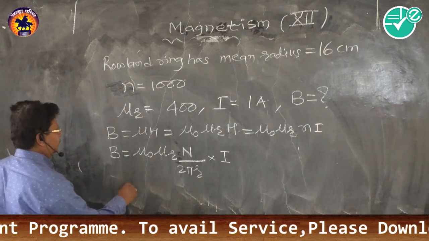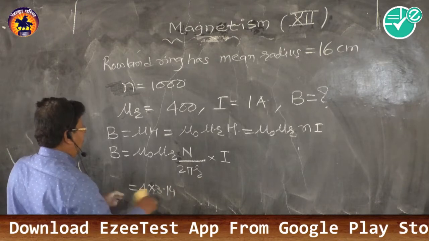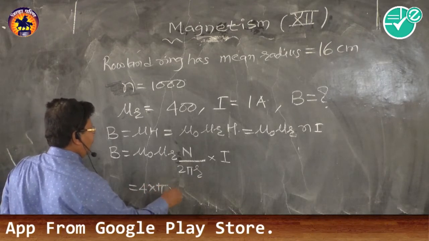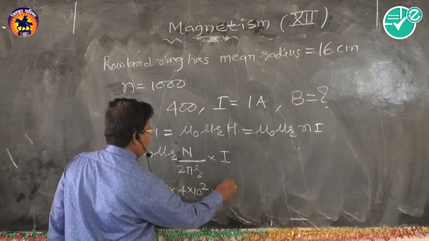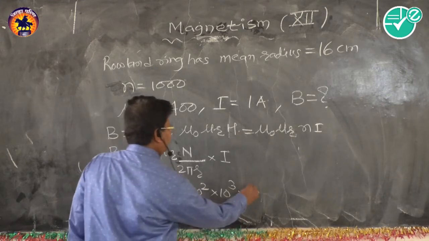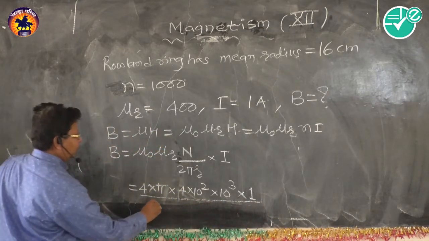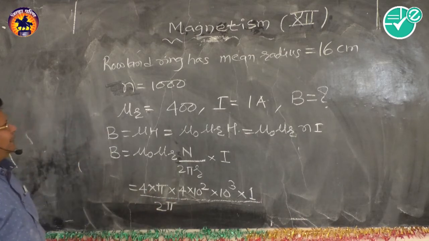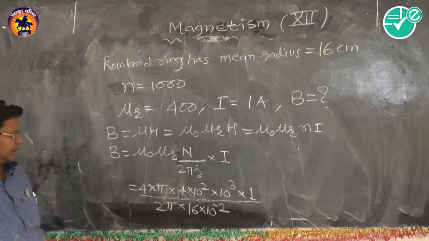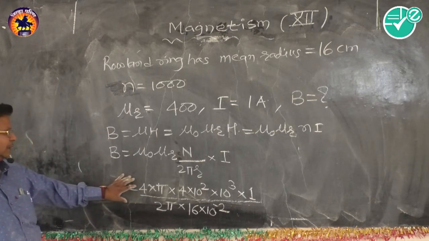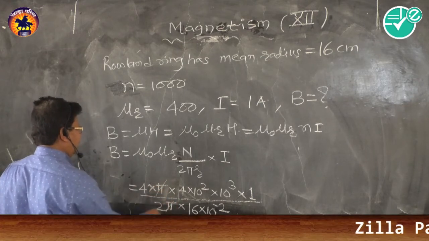If we substitute the values in this equation, mu 0 is 4 pi, that means 4 into 3.14, or 4 into pi. Mu r is 400, that means 4 into 10 to the power 2. N is equal to 1000, that means 10 to the power 3, multiplied by current is 1 ampere, whole divided by 2 pi into r, and the radius is given 16 centimeter, that means 16 into 10 to the power minus 2 meter. All the values are substituted to calculate B. Then this pi gets cancelled with this pi.